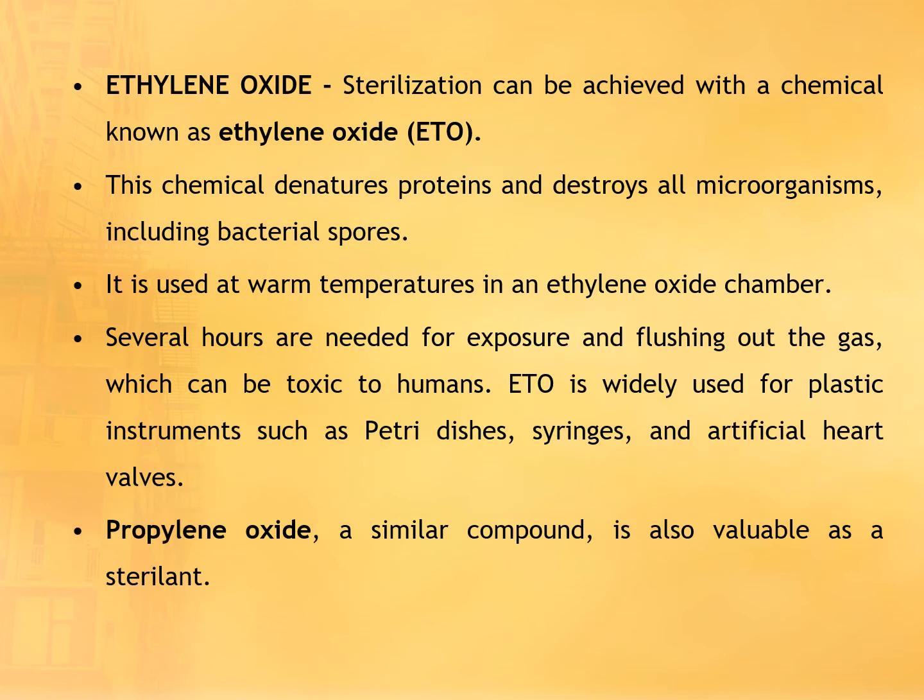Ethylene oxide. Sterilization can be achieved with a chemical known as ethylene oxide. This chemical denatures proteins and destroys all microorganisms including bacterial spores. It is used at warm temperatures in an ethylene oxide chamber. Several hours are needed for exposure and flushing out the gas, which can be toxic to humans. Ethylene oxide is widely used for plastic instruments such as petri dishes, syringes and artificial heart valves. Next one, propylene oxide, a compound similar to ethylene oxide. It is also valuable as a sterilant.